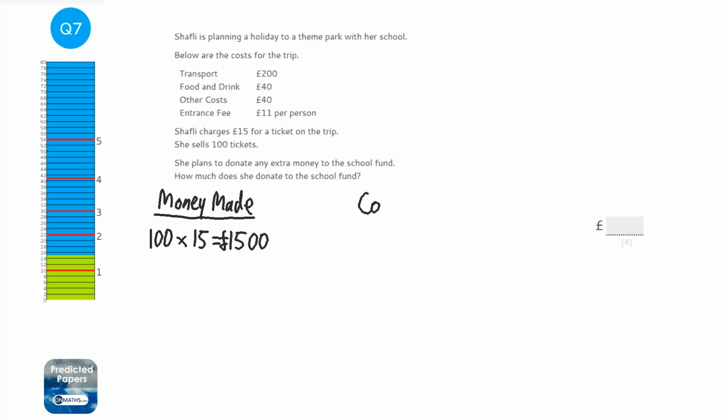Now the costs are a little bit more complicated to work out. So the entrance fee is going to be £11 per person. So we do 11 times 15, oh, not 15, 11 times 100, because she sells 100 tickets, which is 11 with 2 zeros.